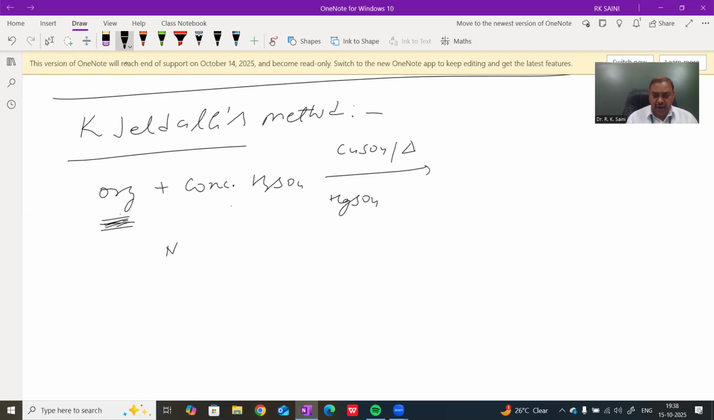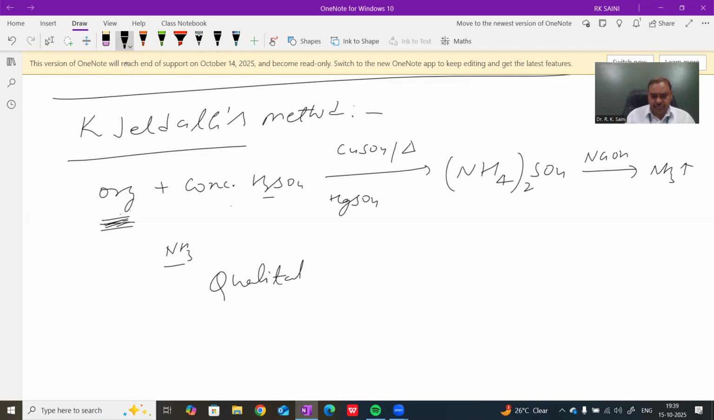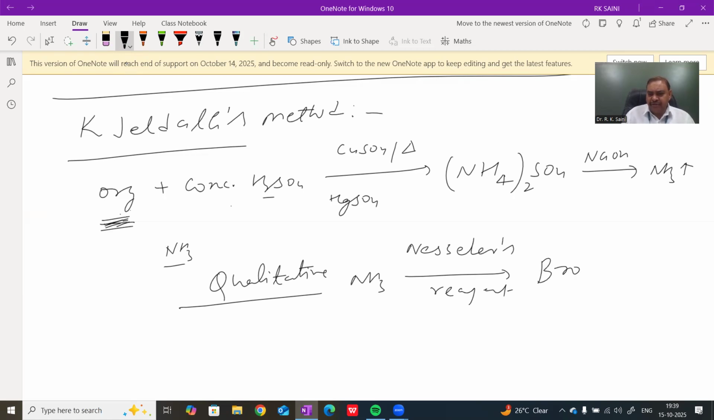The nitrogen in the organic compound changes into ammonia. Ammonia is basic and H2SO4 is an acid, therefore the whole nitrogen quantitatively changes into ammonium sulfate. On treating ammonium sulfate with a base, it evolves ammonia gas. Qualitatively, when ammonia gas is passed with Nessler reagent, it gives a brown precipitate.